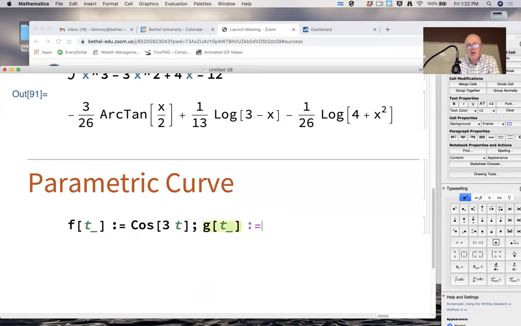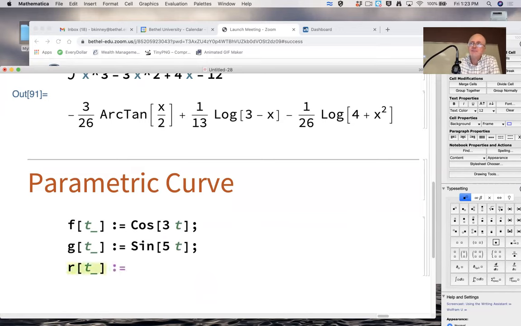I'm also using the colon equals when I first define the functions. That's in this context not absolutely necessary either. Just an equal sign would be good enough, but I like doing it this way. I'm going to let g of t be sine of 5t. The capital C and the capital S are absolutely necessary. The square brackets are absolutely necessary. Okay, and in fact, the underscores in the definitions are absolutely necessary.